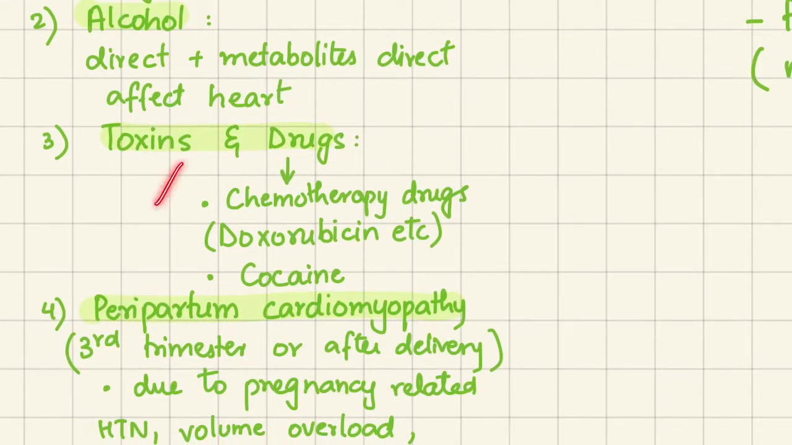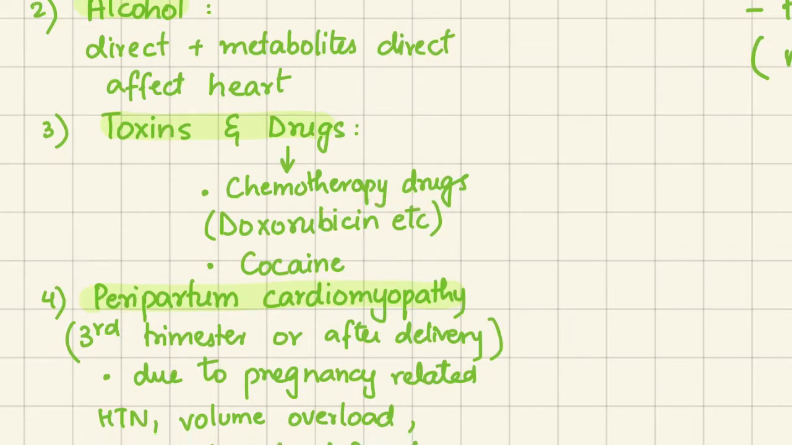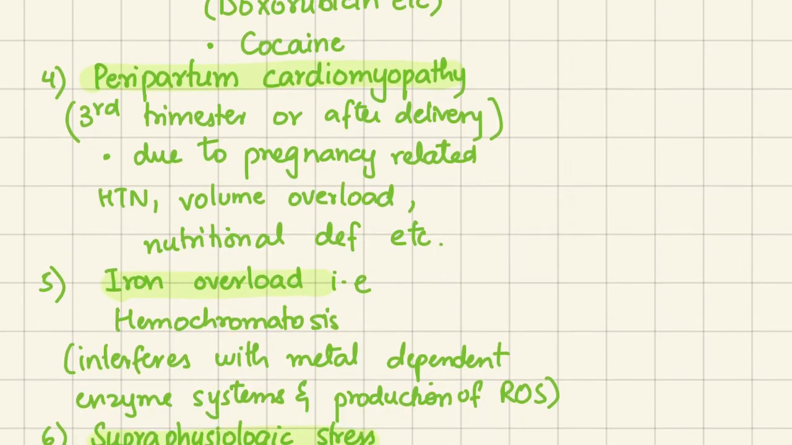Fourthly, we can have toxins and drugs such as chemotherapy drugs, for example doxorubicin, etc., and cocaine are strongly linked with it. Fifthly, peripartum cardiomyopathy. So in this case, what happens is that in the third trimester or in the few months after delivery, due to pregnancy-related hypertension and volume overload and even nutritional deficiencies, we have a cardiomyopathy. This usually resolves but can be a problem in some cases.